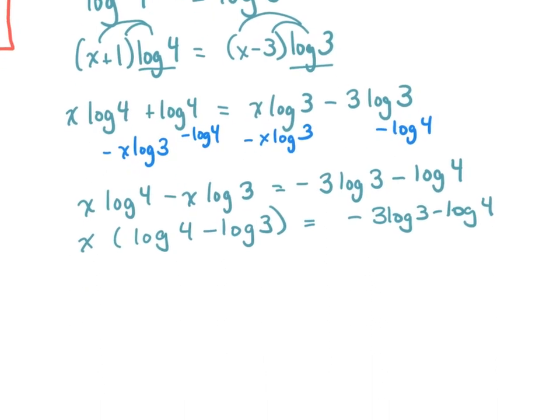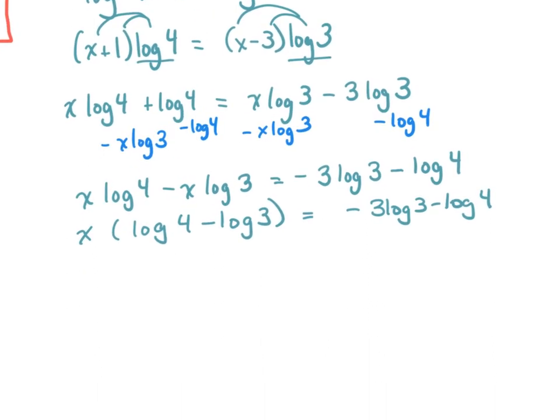So now on the left, I can combine those two logs since they're subtracted. So this would be x log of 4 over 3. I could simplify the right side if I wanted. I could also just keep it just like this. I could take the 3 up, factor a negative out. But I can't do the straight subtraction because they both have a negative sign.